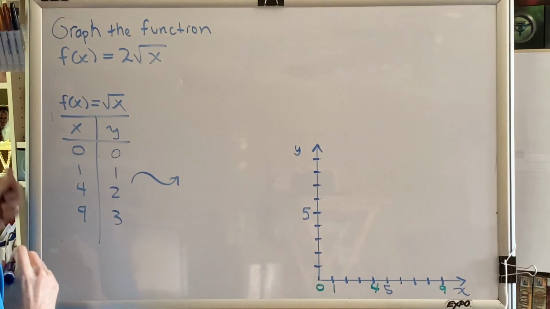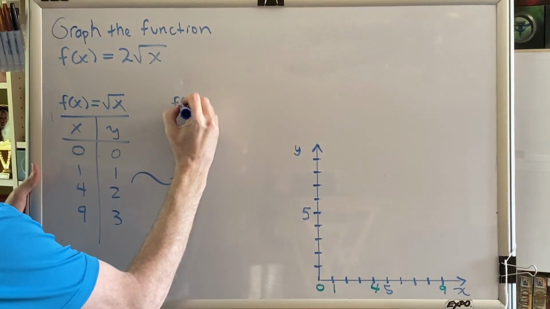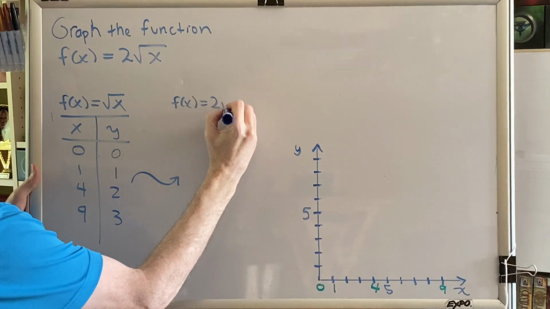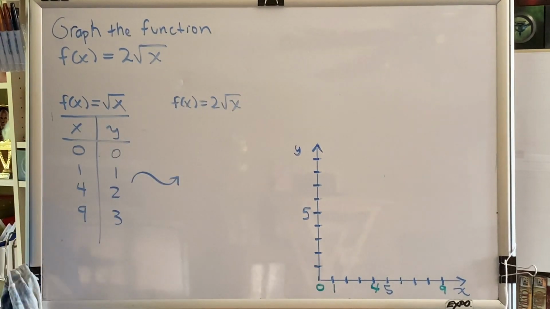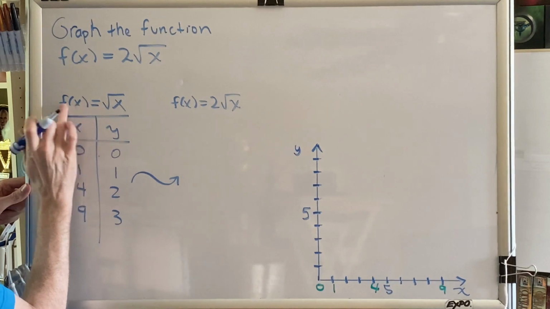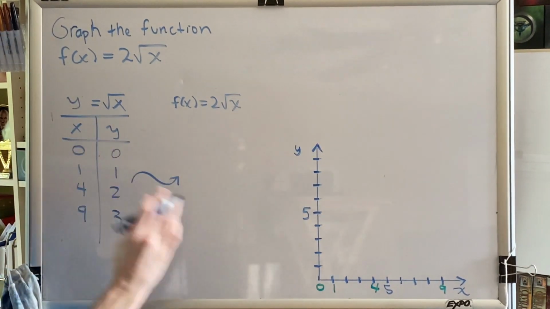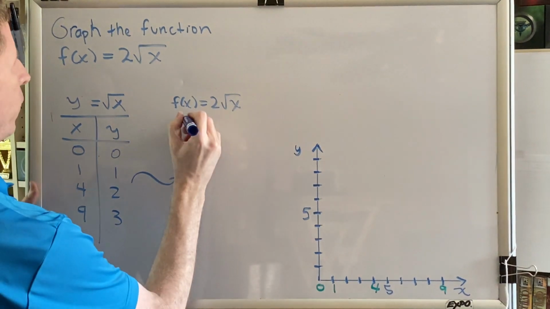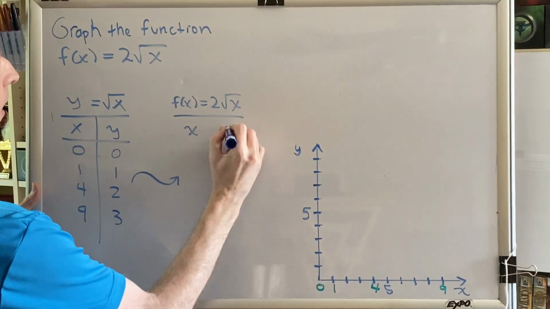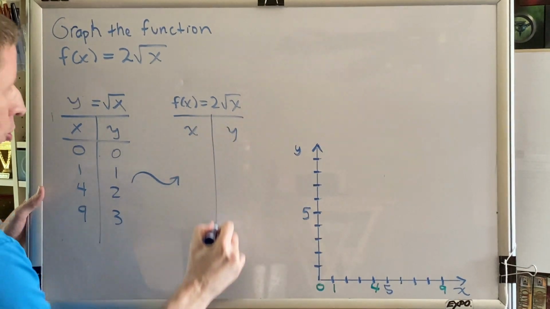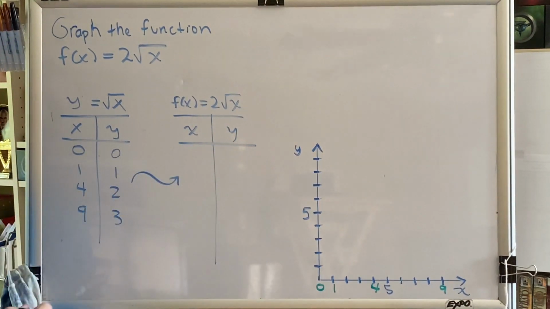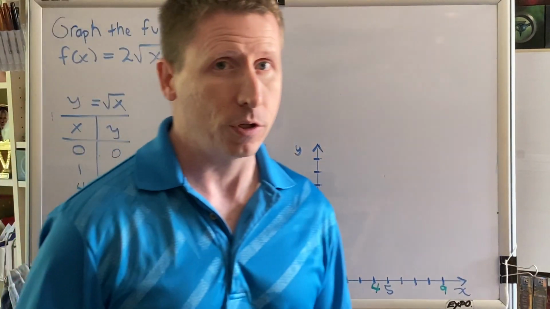The function we're being asked to graph is f of x equals 2 square root of x. Don't let the fact that both of these are named f of x confuse you. F of x is just a generic description of an arbitrary function. If it's bothering you, we can always just replace this with a y as a way of differentiating between the two. Alright, so now we have to figure out what are the points of f of x equals 2 square root of x. To do that, we need to know the significance of the 2.